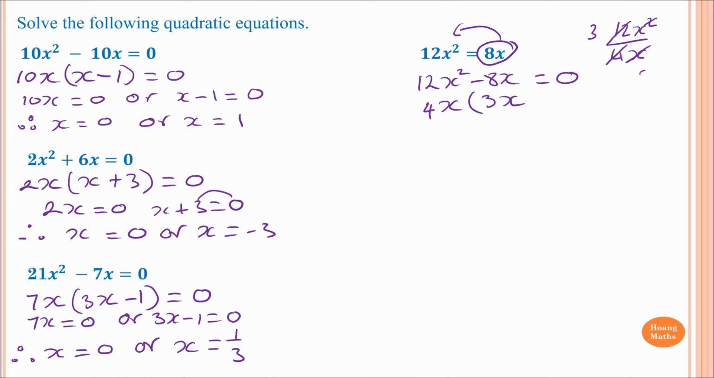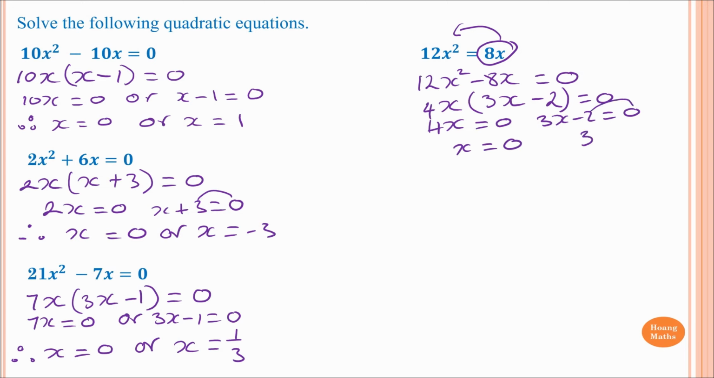And then 8x over 4x. So this x cancels out. 8 divided by 4 is 2. So that's minus 2, which is equal to 0. So therefore, we have 4x is equal to 0, or 3x minus 2 is equal to 0. So to solve this, I move the 3. So therefore, x is equal to 0. And I move this to the side. 3x is equal to 2. So x must be equal to 2 over 3. So therefore, x is equal to 0, or x is equal to 2/3.